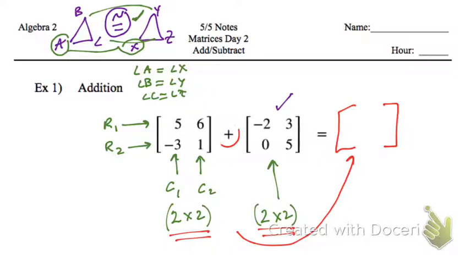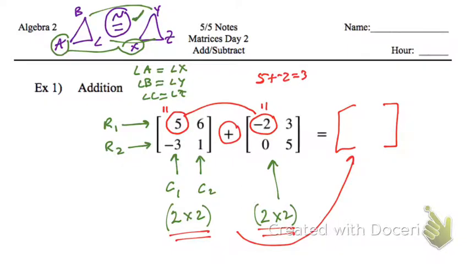So let me clean off some of my scratch work here. So in other words, this 5 is, remember how we would say that, that's in the 1, 1 position. Well, so is this negative 2. It's in the 1, 1 position. What are we going to do with those two? We're going to add them. And we say 5 plus negative 2, that's 3. What do we do with that 3? Put it in the 1, 1 position of our answer.